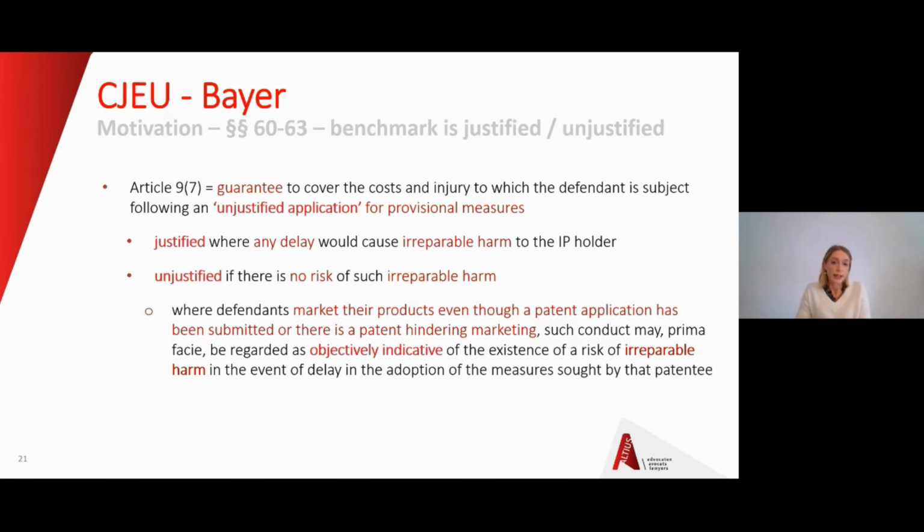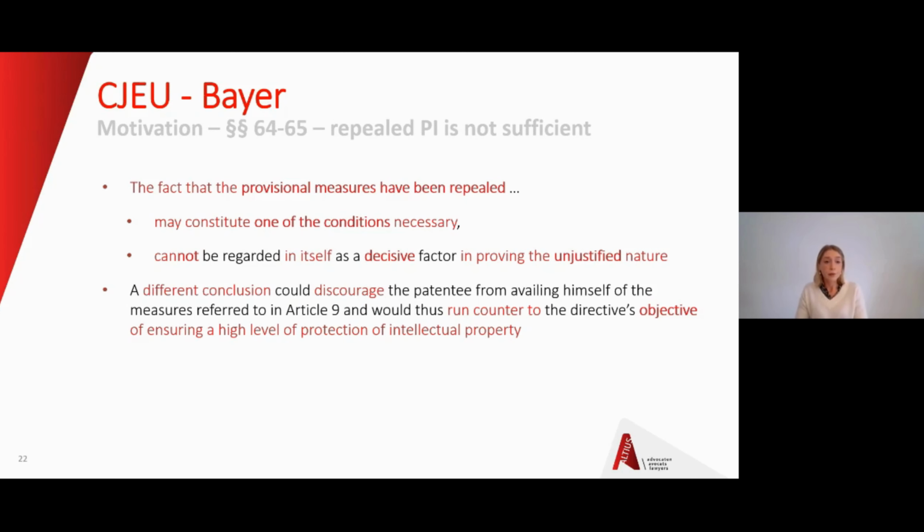And the court goes on to say that in the situation where a defendant markets their products, even though there is a patent application, or even though there's a patent hindering marketing, well, this might prima facie be regarded as objectively indicative of a risk of such an irreparable harm being the case. And then further on, as we know in this case, as I explained with the facts, the provisional measures here had been repealed. So the question is also, the fact that these provisional measures have been repealed, what does that mean? What are the implications thereof?